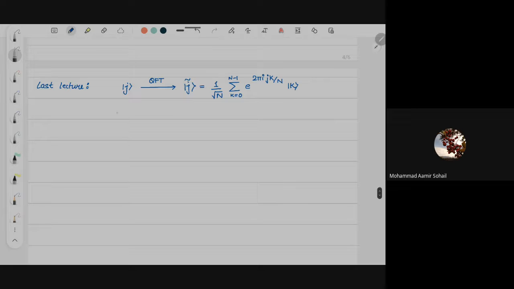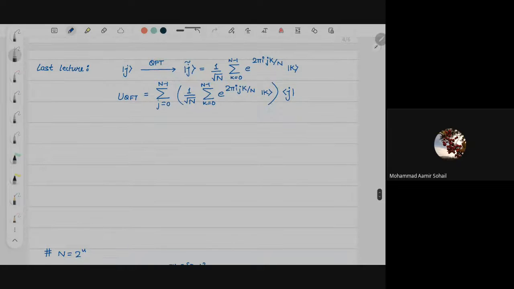Similarly, we also define the unitary matrix for this quantum Fourier transform, which is the summation over j equals 0 to n minus 1, and then we have here this one, outer product with j. So this is the unitary transformation for the QFT.